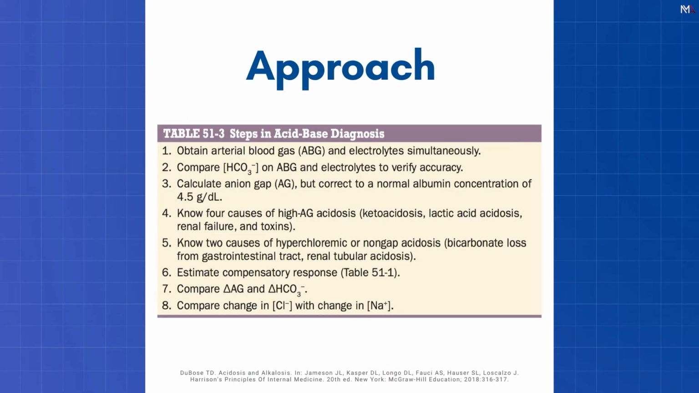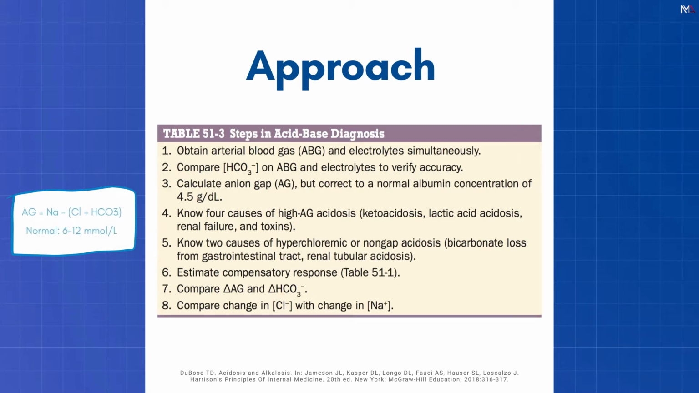So there are steps in approaching acid-base disorders. First, the blood samples for electrolytes and arterial blood gas analysis must be drawn simultaneously prior to therapy. Second, bicarbonate is calculated and compared to the value in the electrolyte panel. The calculated value should agree within 2 millimoles per liter. If not, either the samples were not drawn simultaneously or there is a laboratory error.